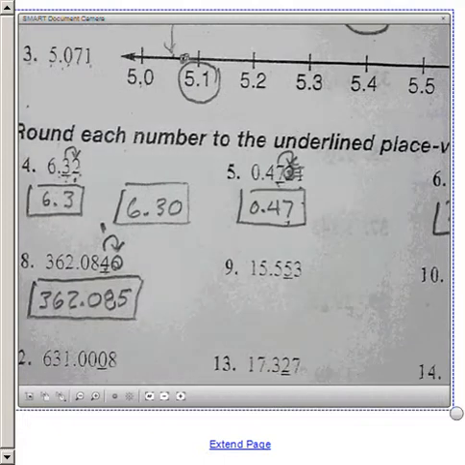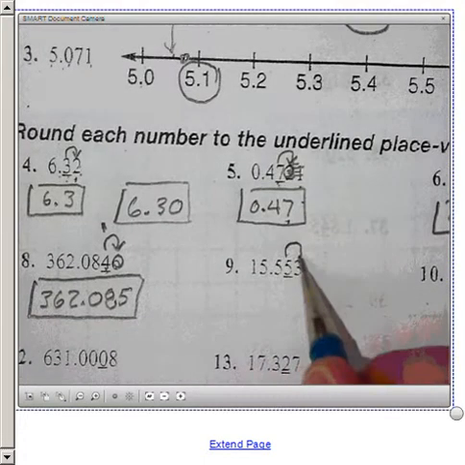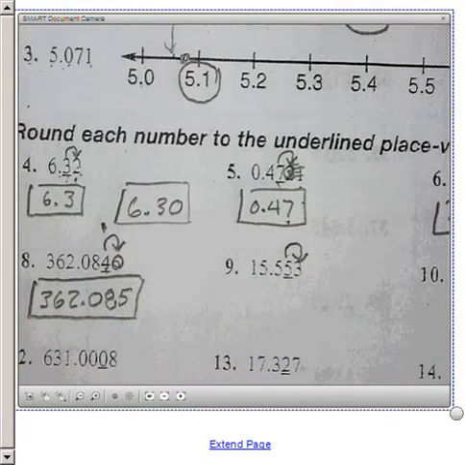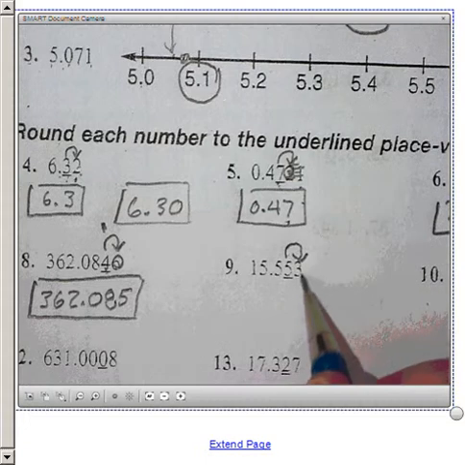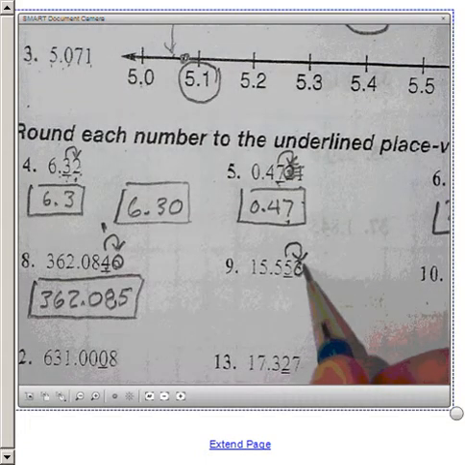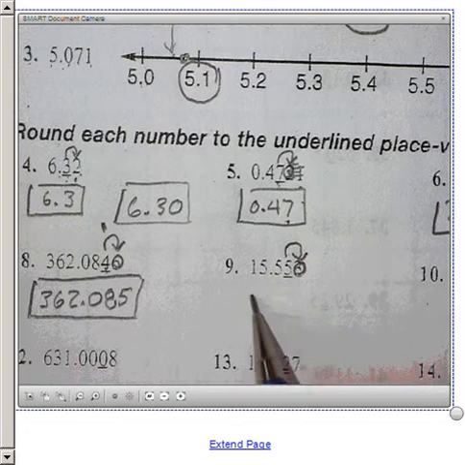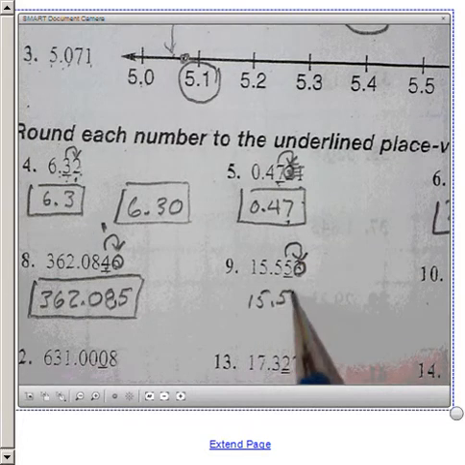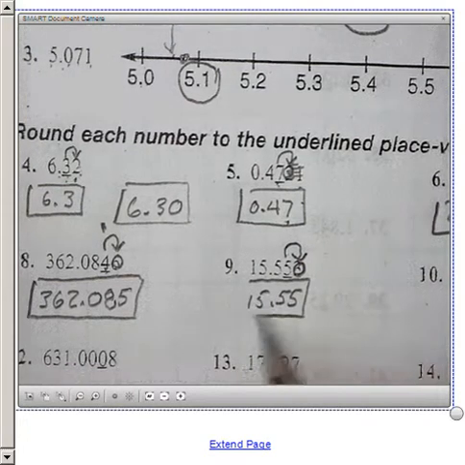Number 9 right there next to it. We look one to the right. It's a 3. Are we rounding up or down, class? Down. We're going to round it down. So the 3 becomes a 0, and it leaves everything else the same. Here's your answer.